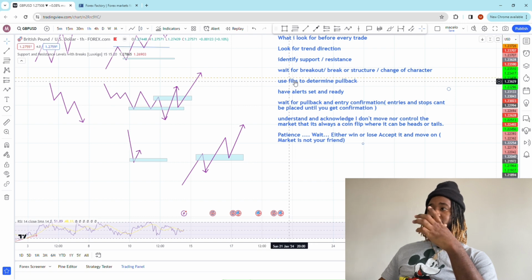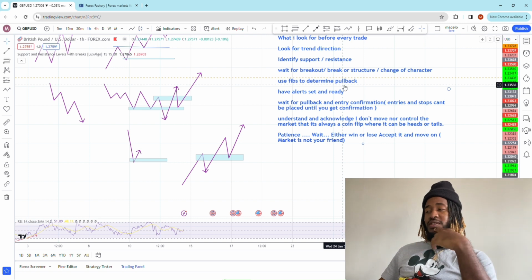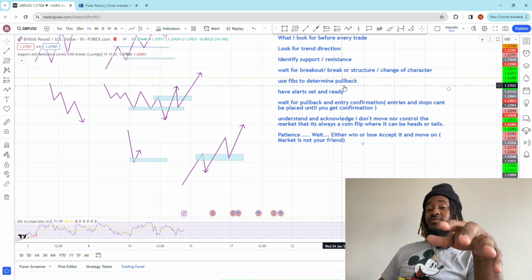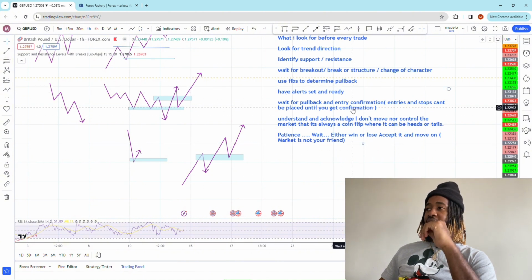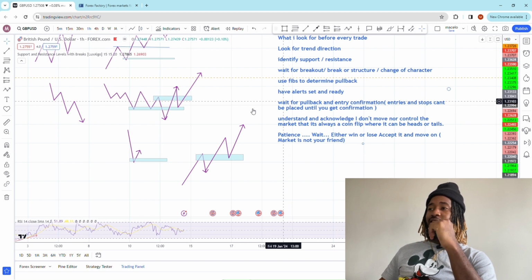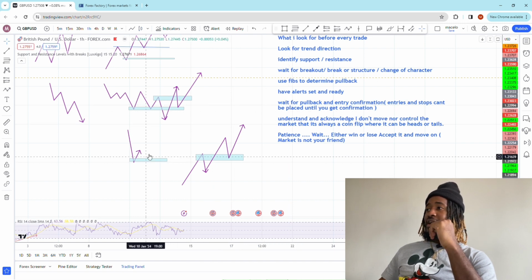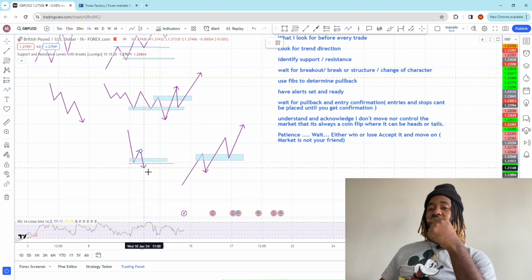I use my fibs to determine how far the pullback goes, determine where my take profit is going to be. Now, most times I use my fib, sometimes I just carry it back to certain zones. I will always have my alerts set and ready. What I mean by my alerts being set and ready is I will have an alert at this area. I already know I'm in a trending market, so my alert will come at that area there. What I would now do is I would want to see if price can break this area. If price breaks it, my alert rings off.